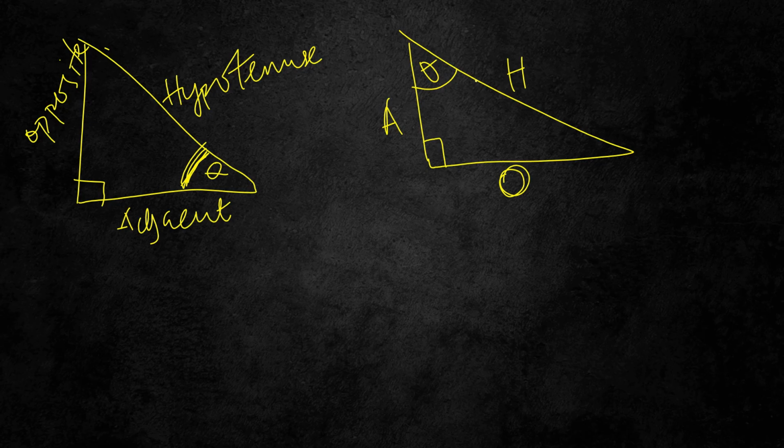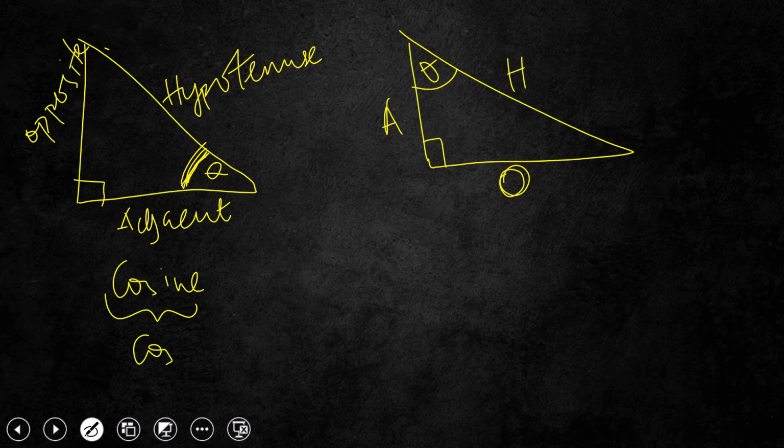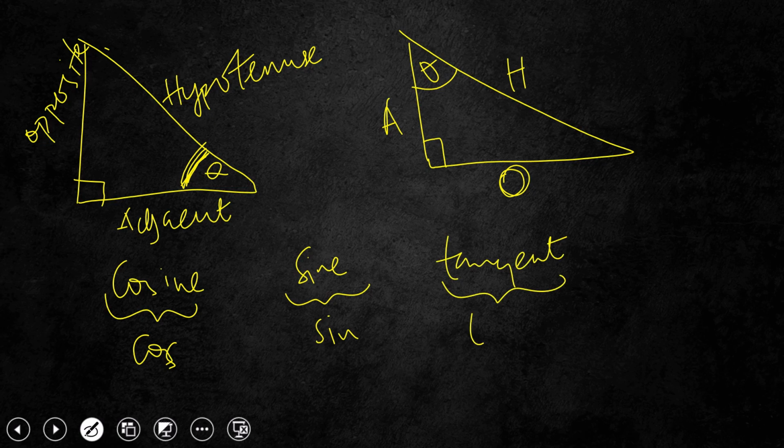Okay, so the trig functions, we have the cosine, which you cut short as cos. Then we have the sine, which we write as this. That is the sine, not sin. Okay, the sine. Then we have the last one, that is the tangent, and the tangent is written as tan.